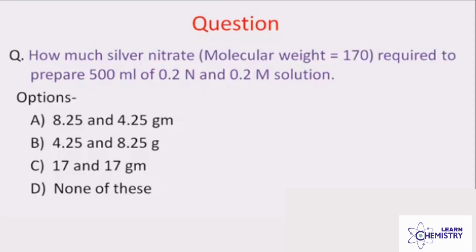So pause the video now and answer this question. Question is, how much silver nitrate, molecular weight 170, is required to prepare 500 ml of 0.2 normal and 0.2 molar solution? Options are A, 8.25 and 4.25 grams, B, 4.25 and 8.25 grams, C, 17 and 17 grams, and D, none of these.